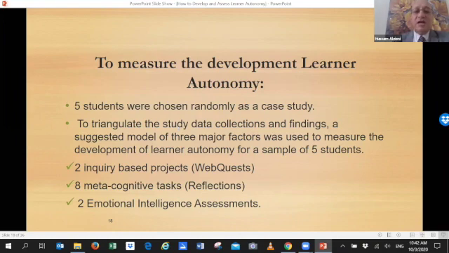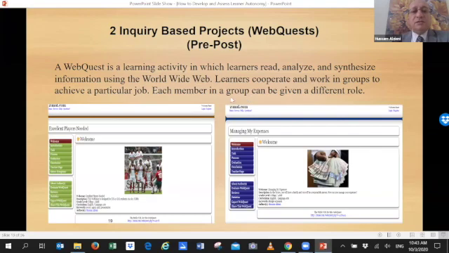In my research at the time, I took 5 students as case studies, and we did the assessments. I did 2 inquiry-based projects, which are web quests. Most of you, I think, are familiar with web quests. They started in 1995 by Bernie Dodge at San Diego State University in the States. I also did 8 metacognitive tasks or reflections and 2 emotional intelligence assessments. These are 2 web quests I designed and developed myself.